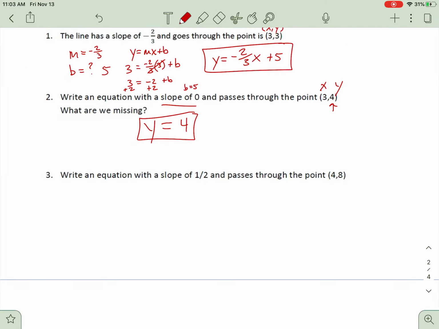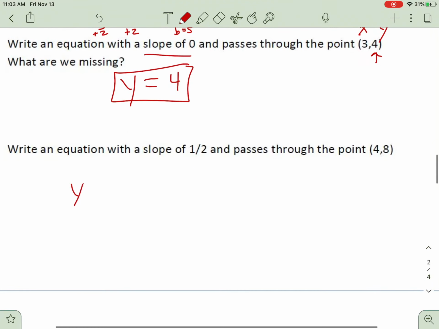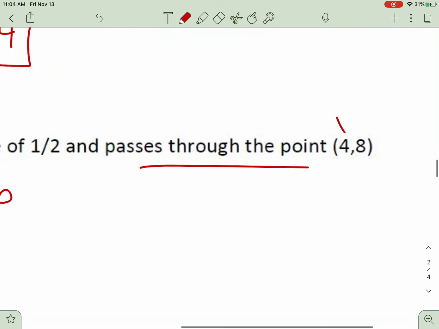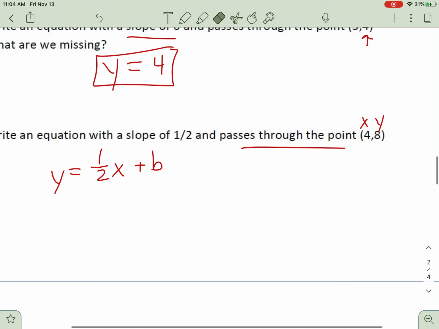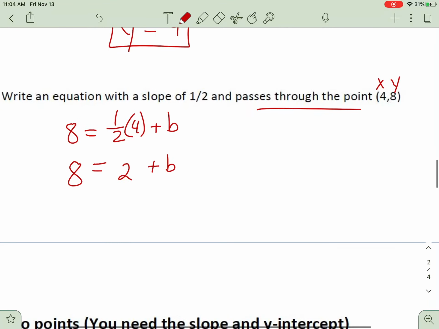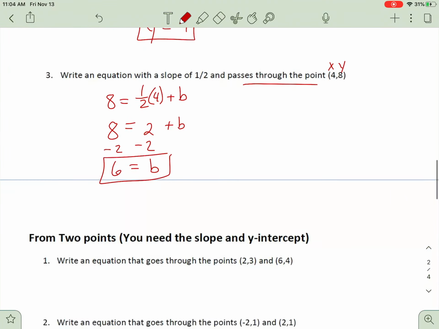Okay, all right, last one, write an equation with the slope of 1/2. Well, that's easy, 1/2 x plus b, but we still don't know the y-intercept, so we're going to have to plug in again. Okay, x is 4, and y is 8. So 8 equals half of 4, which is just 2. Okay, subtract 2 from both sides. 6 equals b. Done.